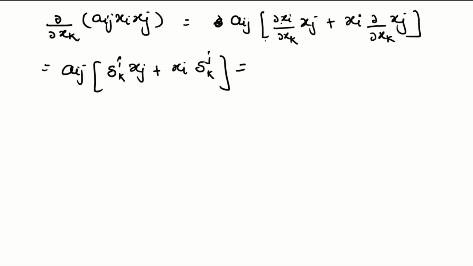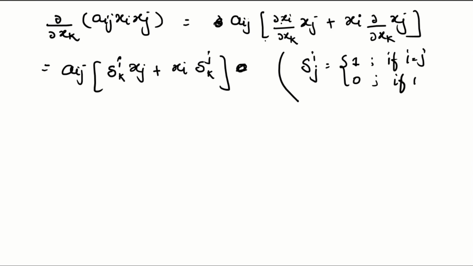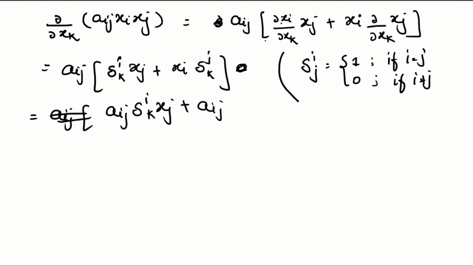Okay, so let me write the definition of Dirac delta function. If you have del ij, the value will be 1 if i equals j, and the value will be 0 if i is not equal to j. Okay, so here you will have aij, let's multiply with aij the whole term. So you will have aij del ik xj plus aij xi del jk.